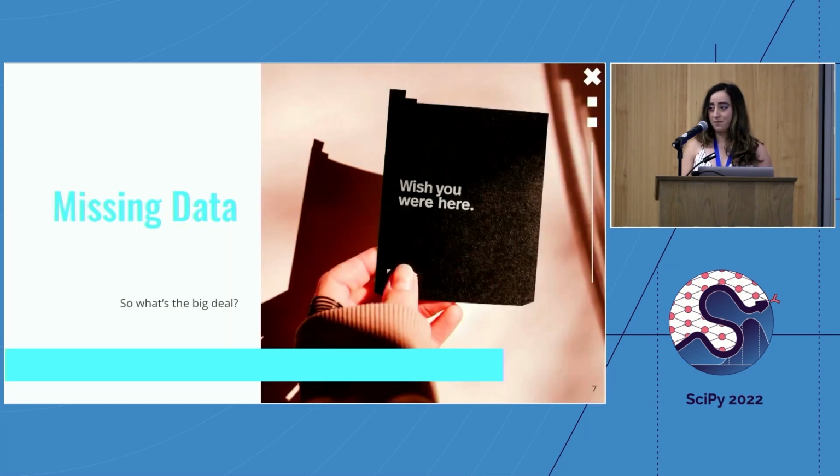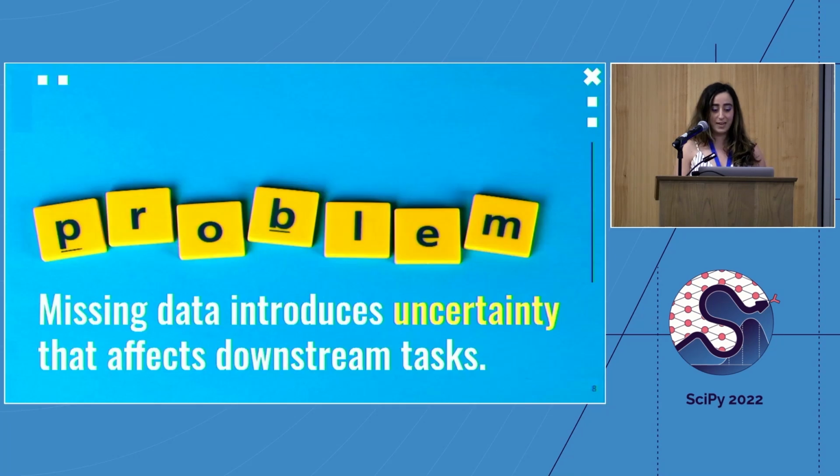So first, let's dive a little bit into missing data. Why do we care about it, and what's the big deal? Well, the problem with missing data is that it introduces uncertainty in some downstream tasks, such as statistical analysis, any predictive model you may use.